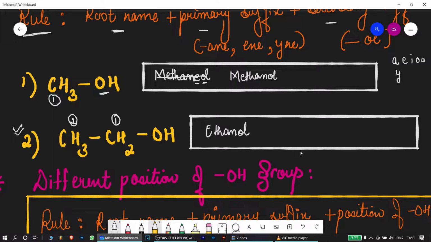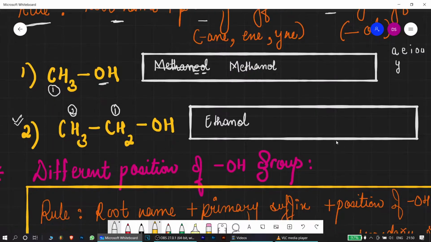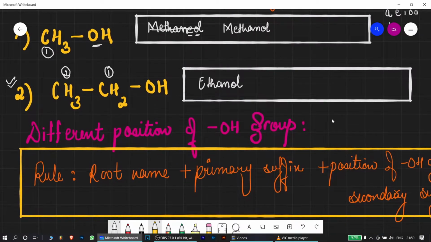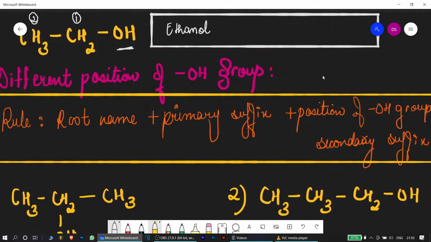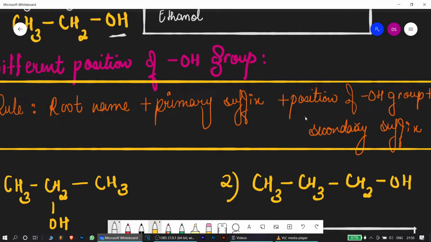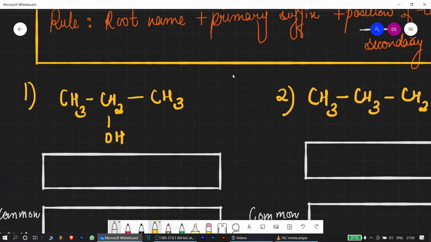Now let us see, when the position of the alcohol group or OH group is not terminal, then what happens? Here in both the cases, you can see that OH is at the end of the chain, right? So that was not an issue. We didn't have to write the position of the OH group because it is always here. In these cases, it is 1, right? So writing 1 is not that important. But what if the position of the OH group is different? Then in that case, there's only a slight difference, which is after writing the primary suffix, you write the position of the OH group. All right? I will explain it with an example to make it more clear to you.